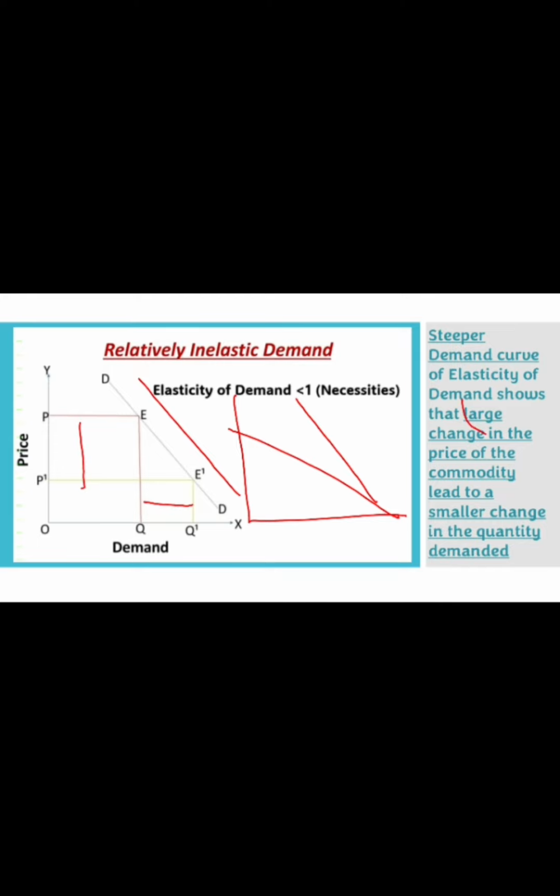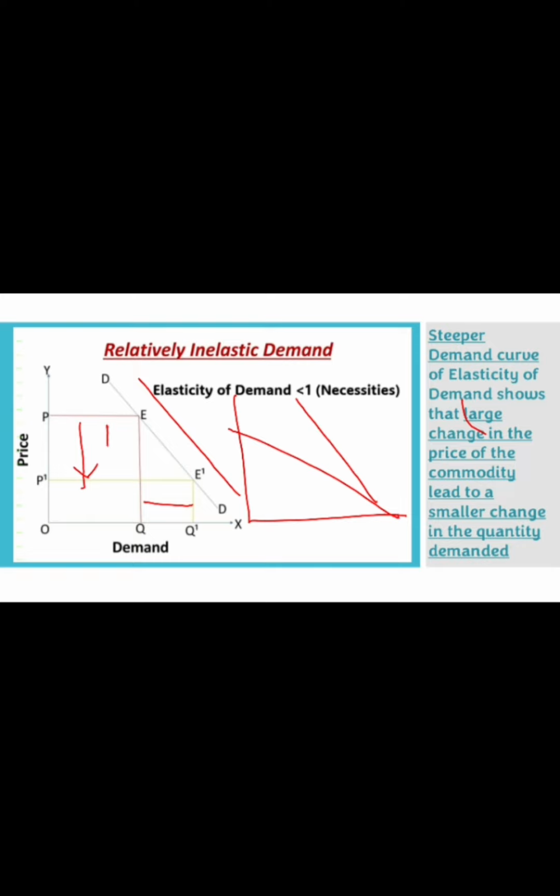So it shows that a large change in the price of the commodity leads to a smaller change in the quantity demanded. Suppose our price is falling by 20%, so our demand will increase by less than 20%. मैं अपना demand सिर्फ 18% और 15% और 10% से ही increase करूँगी and vice versa.